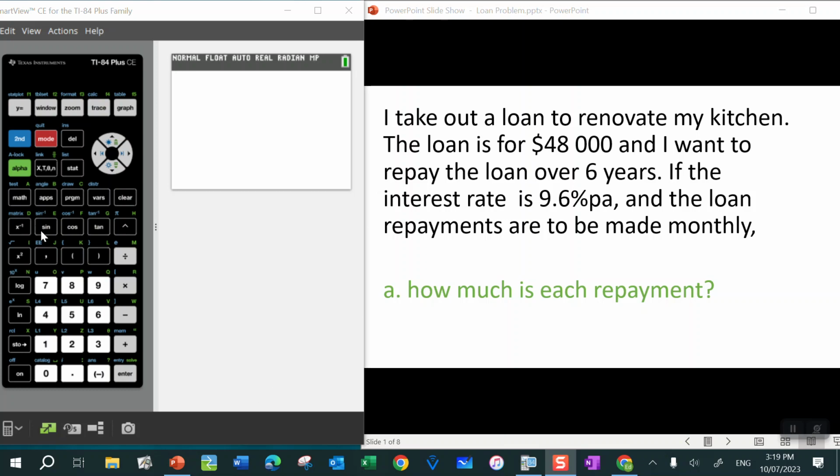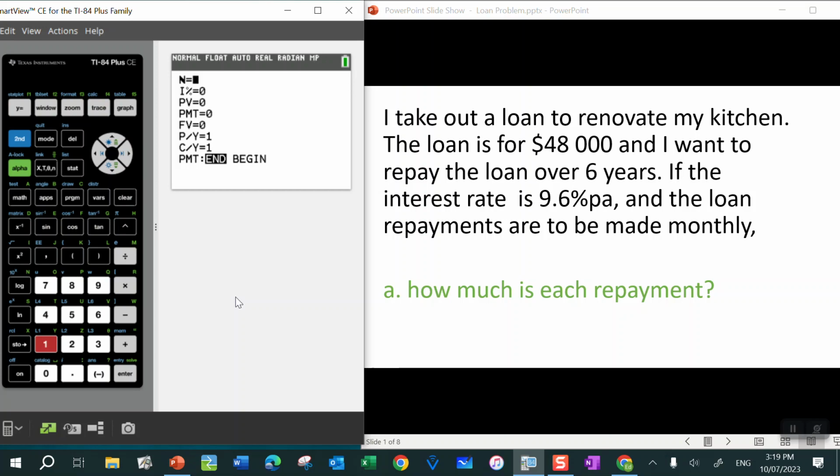Okay, here we go. So the first thing we need to do is select the finance application. So we go to Apps and select 1 for Finance. And we are nearly always going to need the TVM Solver, so we press 1 there. We've got a nice blank screen. If you haven't, you might want to clear your memory by pressing 2nd, Memory, and following the prompts. But if there's data in there already, you can just type over it.